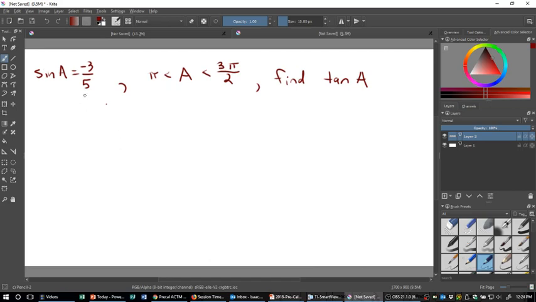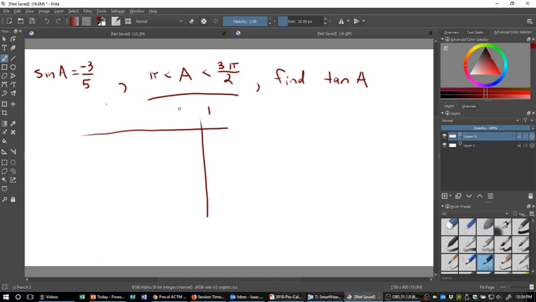Okay, so there's two places, or two quadrants, where the sine of A could be negative 3/5, which is why they're giving us this information, so we can sketch our triangle correctly. If the angle is bigger than pi radians but less than 3 pi over 2 radians, this would have to be in quadrant 3.